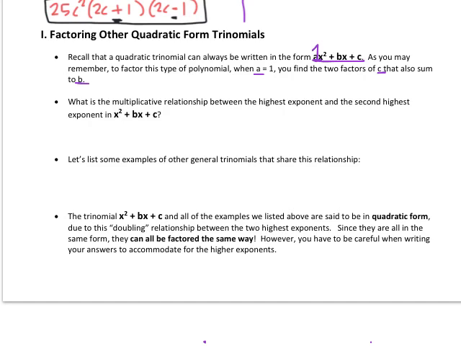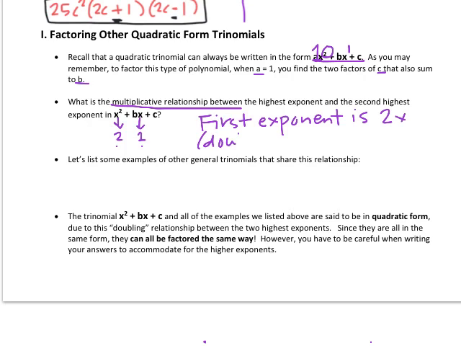But what is the multiplicative relationship between the highest exponent, in that case, and the second exponent, which is just 1? Well, the first exponent is double the second exponent. The exponent here, or the degree of the polynomial, is 2, but the exponent here is 1, and we know that 2 is 2 times 1. So the first exponent, go ahead and write this down, is 2 times, or we could call that double, the second exponent.